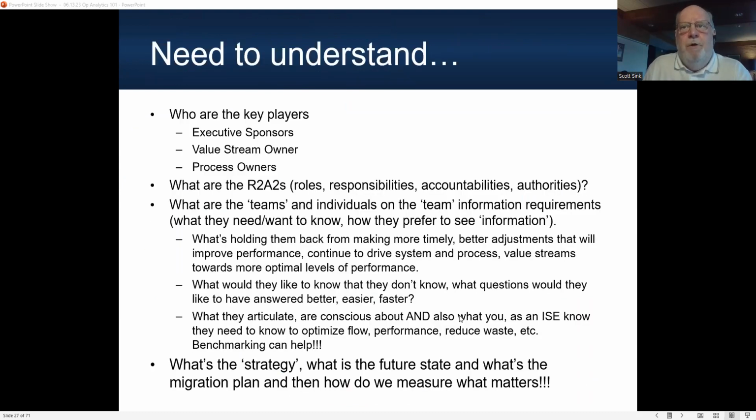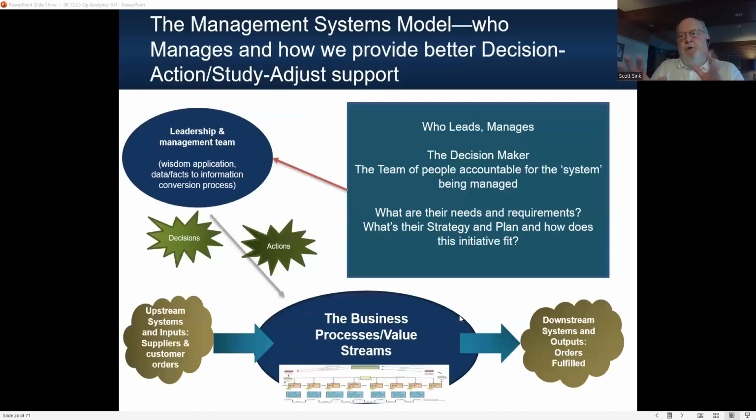So one of the things that I do is when you're doing this model, you're going to work the model clockwise. So you're going to sort of build the model clockwise. You're going to start down at the bottom, and then we're going to go up clockwise. We're going to go up to the leadership and management team. And what I'm going to do up there is I'm going to find out who are the critical stakeholders, who are the people that are responsible and accountable, who lead and manage and work in this system that I'm working on, that I need to make better.